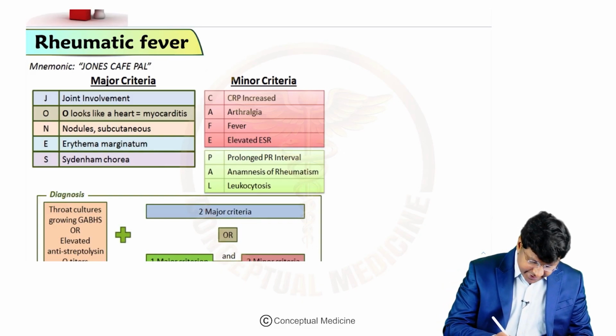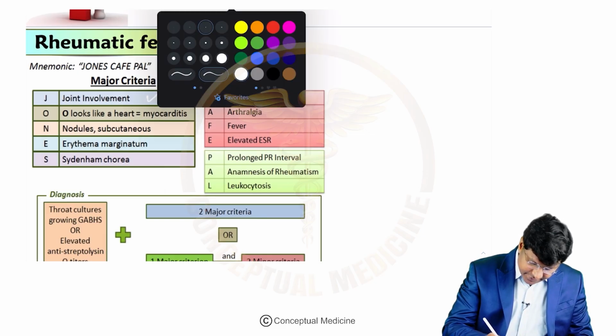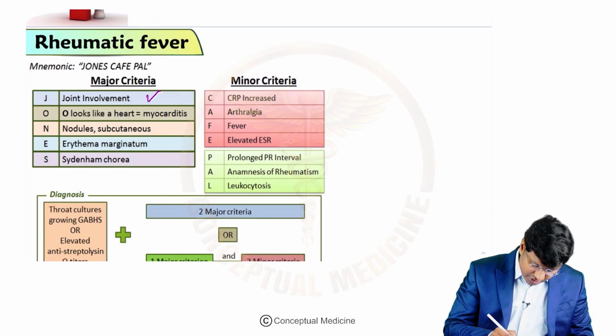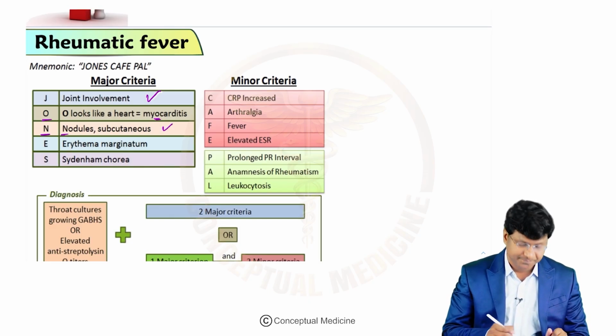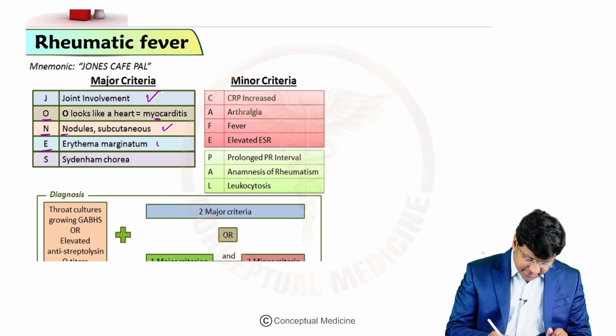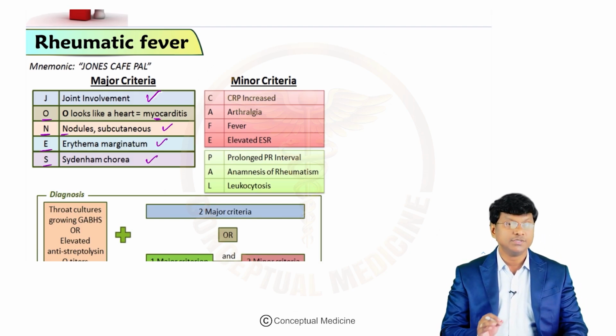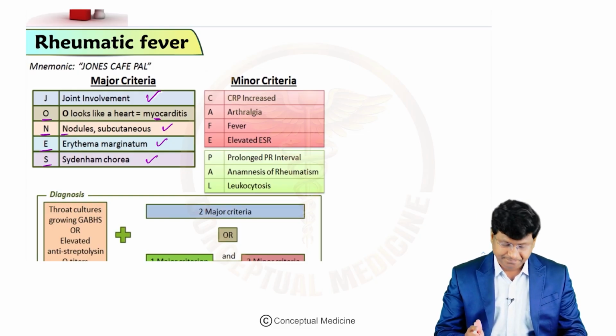According to the major criteria, we have the joint involvement, that is J. O stands for myocarditis. In the Jones, N stands for nodules, that is subcutaneous nodules. E is your erythema marginatum. S is your Sydenham's chorea. So this will be the major criteria.